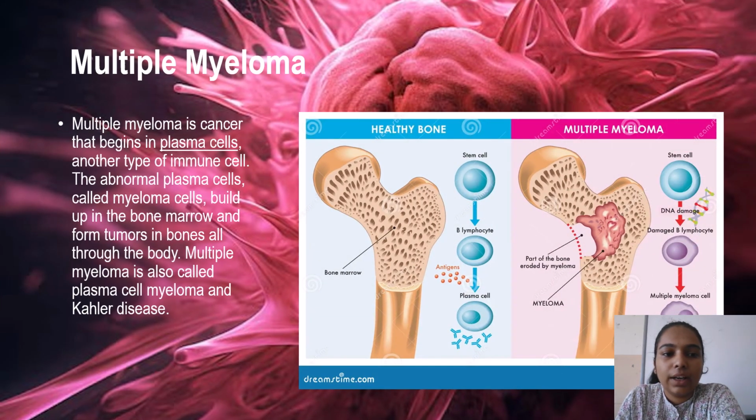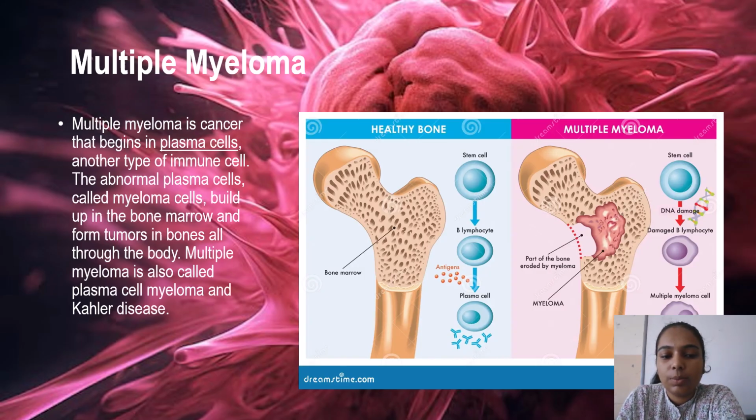Next, we have myeloma, which is also referred to as multiple myeloma. It is a cancer that begins in the plasma cells, another type of immune cell. These abnormal plasma cells, called myeloma cells, build up in the bone marrow and form tumors in bones all through the body. Multiple myeloma is also called plasma cell myeloma and Kahler's disease.